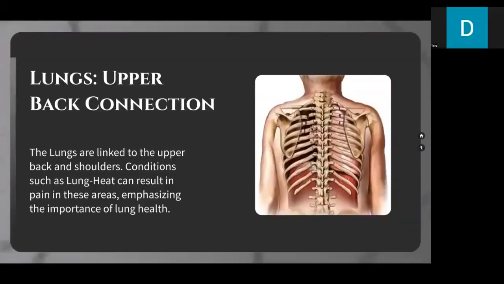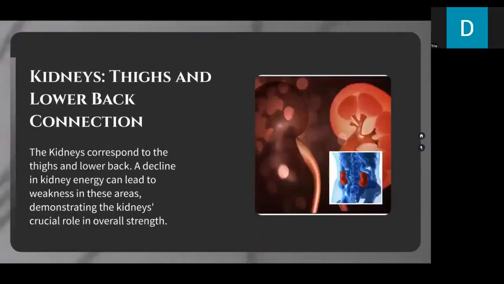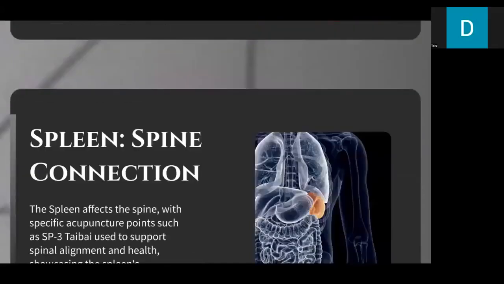Lungs-upper back connection. The lungs are linked to the upper back and shoulders. Conditions such as lung heat can result in pain in these areas, emphasizing the importance of lung health. Kidneys, thighs, and lower back connection. The kidneys correspond to the thighs and lower back. A decline in kidney energy can lead to weakness in these areas, demonstrating the kidney's crucial role in overall strength.